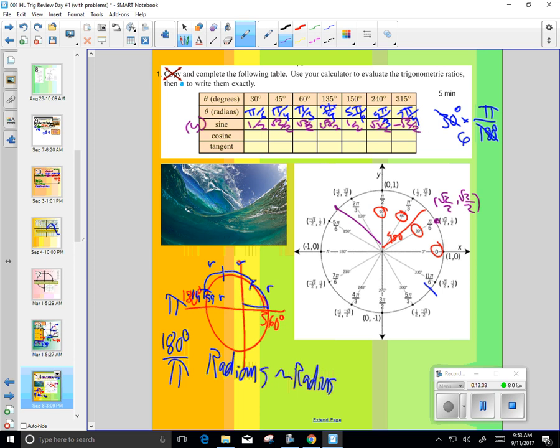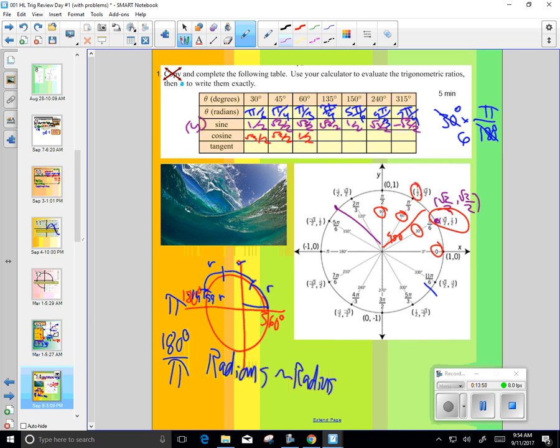For cosine, it's how far we're going over. And I'm not going to do all of these, but I'm going to do a couple of them. How far over x are we going for 30 degrees? Square root of 3 over 2. And then the next one is the same, square root of 2 over 2, and the next one's going to be 1/2, because we're only going over 1/2.